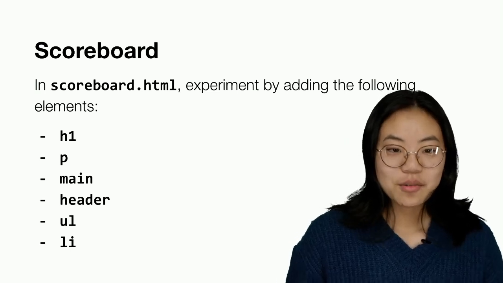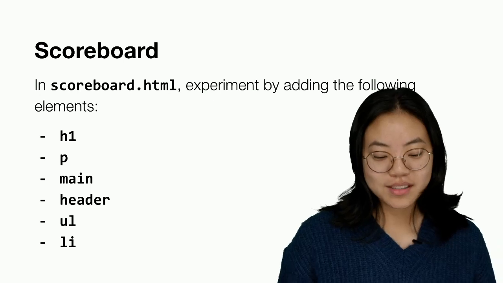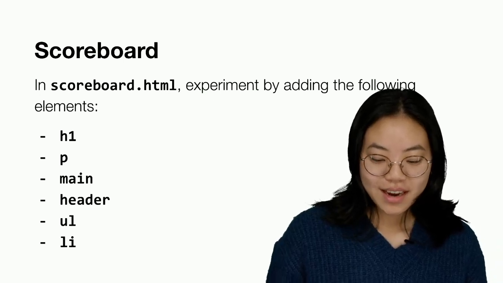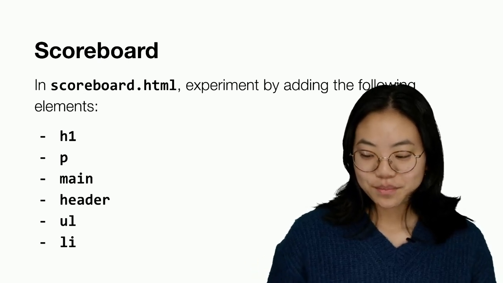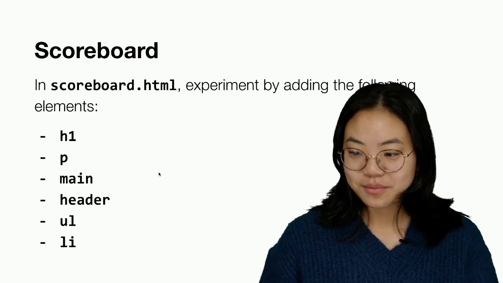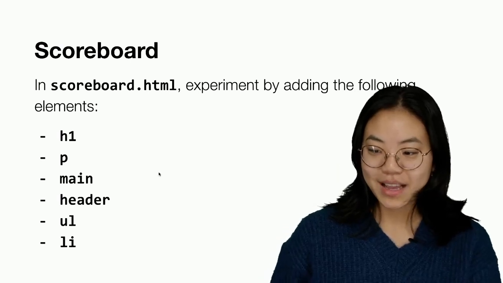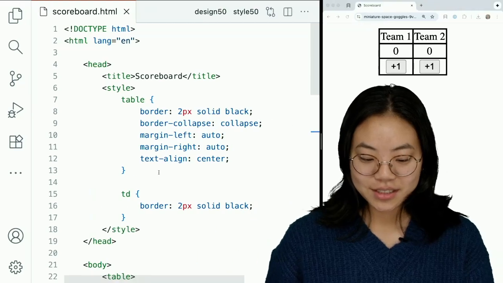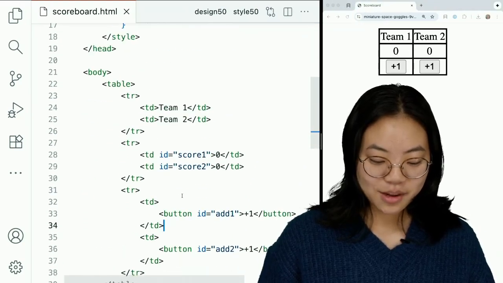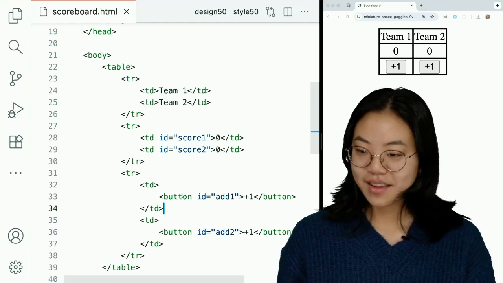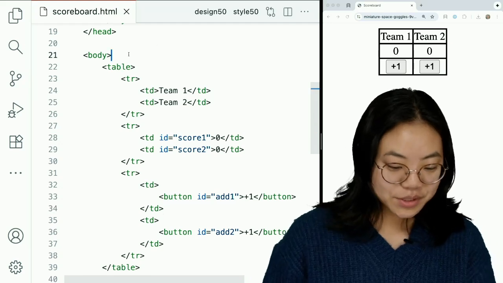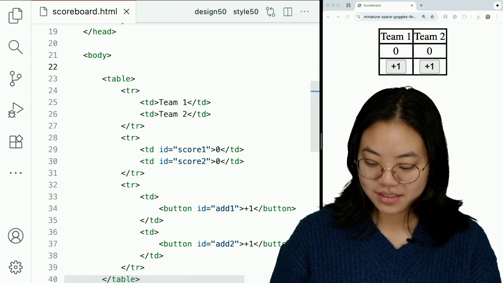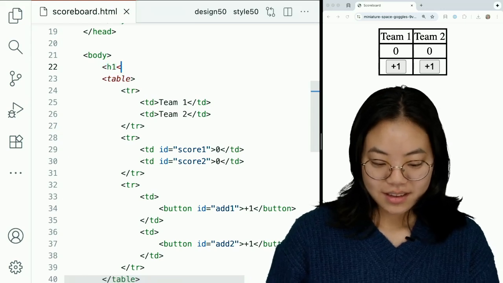So now we can play around a bit with our scoreboard.html file and experiment by adding some elements. This will be pretty open-ended. So if you have any ideas in the chat what you want to add to our site here, let's add some more elements together. So perhaps first I might start a header.